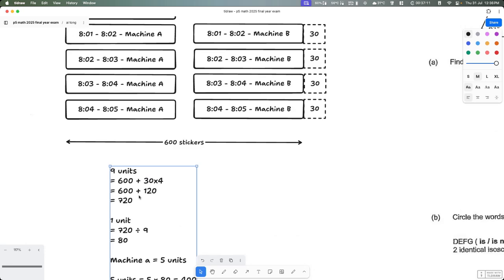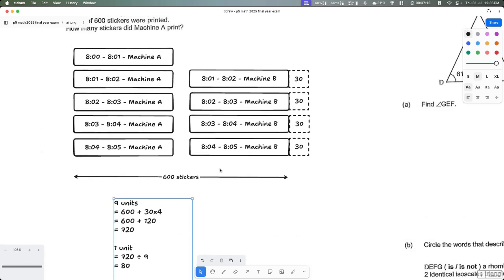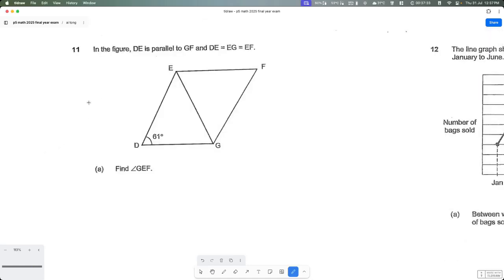All right, that's it for this one. Let's move on to question 11. In the figure, DE is parallel to GF. So I'm going to draw it down. So DE is parallel to GF, and I want it to be solid. And then DE is equal to EG.